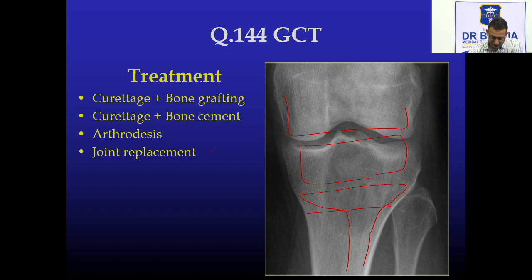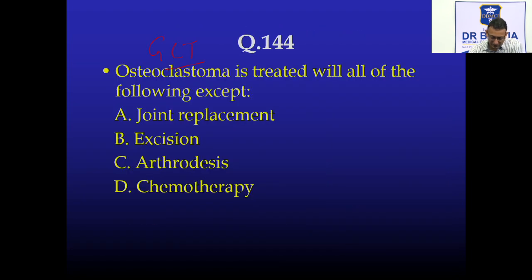Okay. So, but if you see, chemotherapy has no role in the treatment of GCT. So, joint replacement, yes, can be done, excision of the part, yes, can be done if it is grade 3. Okay. Arthrodesis can be done in both grade 2 and 3.